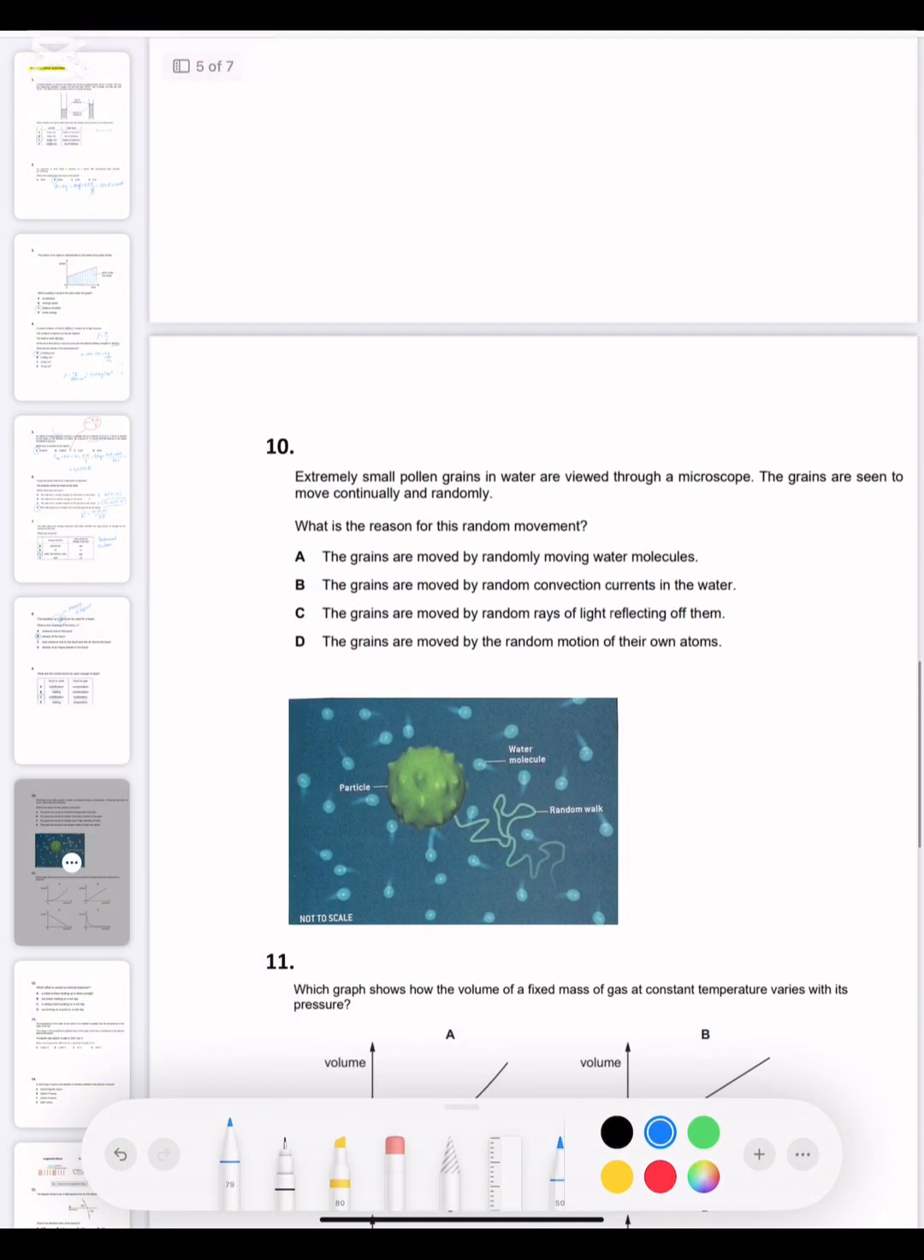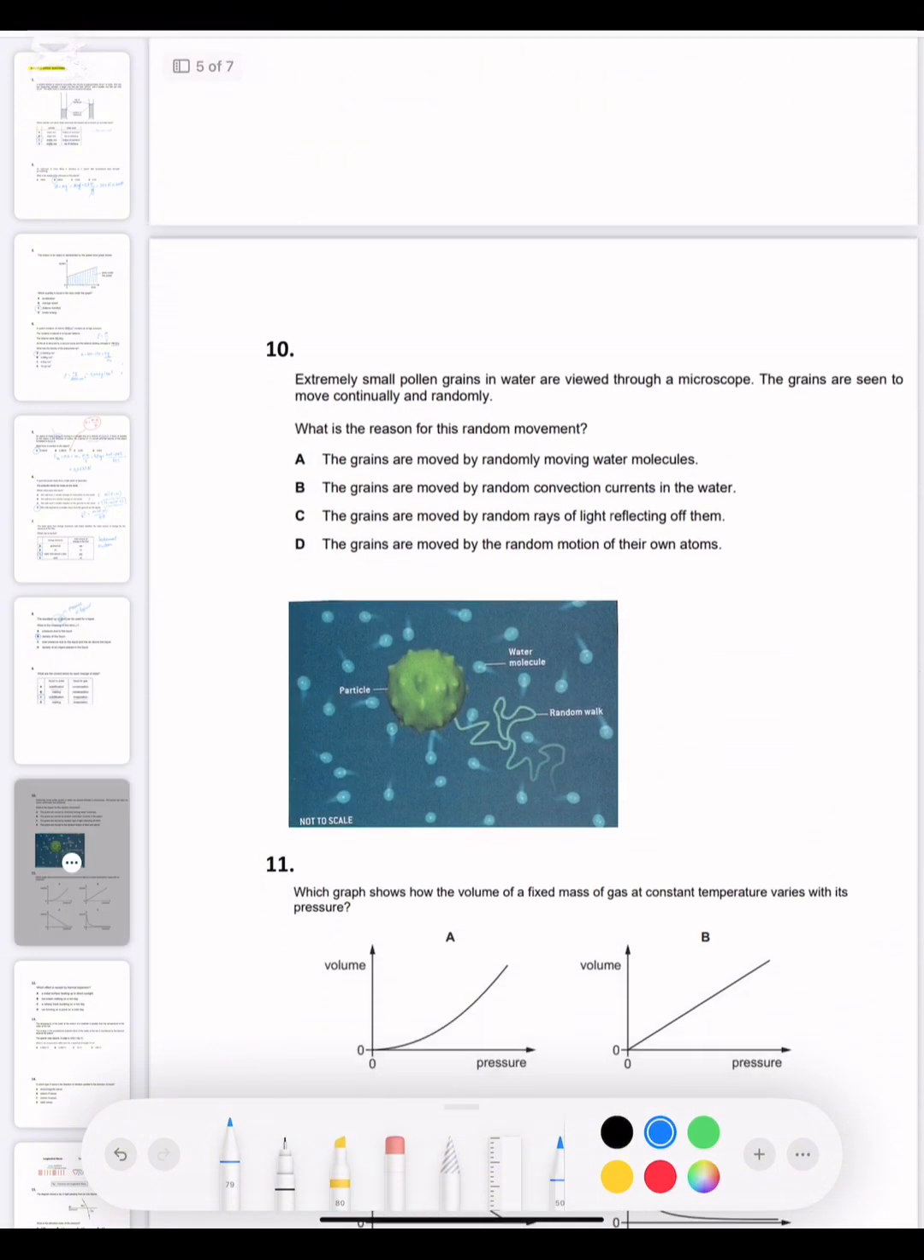Question number 10. Extremely small pollen grains in water are viewed through a microscope. The grains are seen to move continually and randomly. What is the reason for this random movement? The random movement of the pollen grains in water is due to Brownian motion.